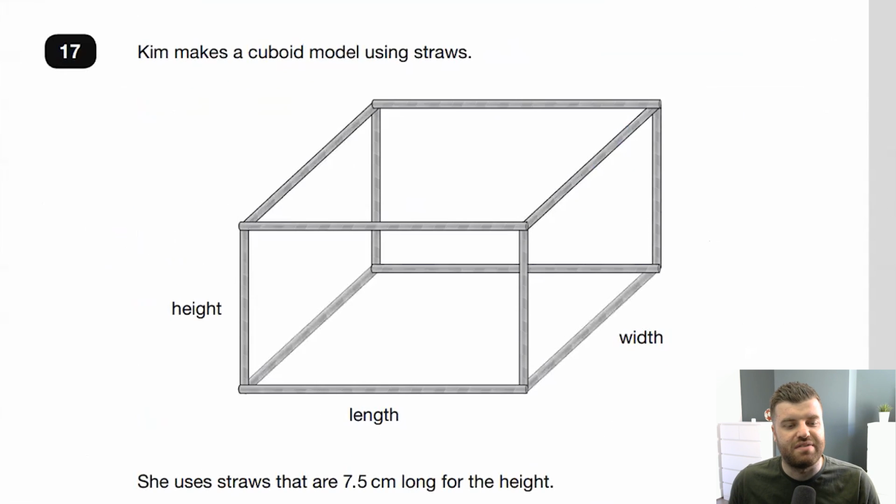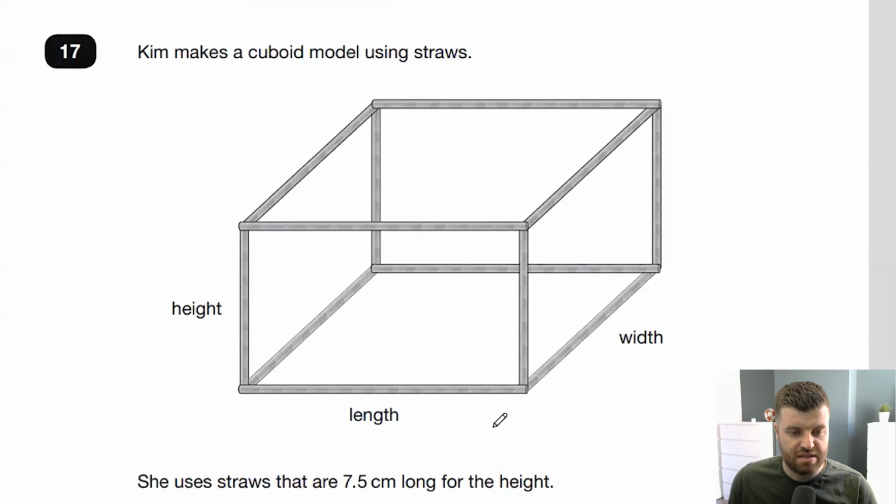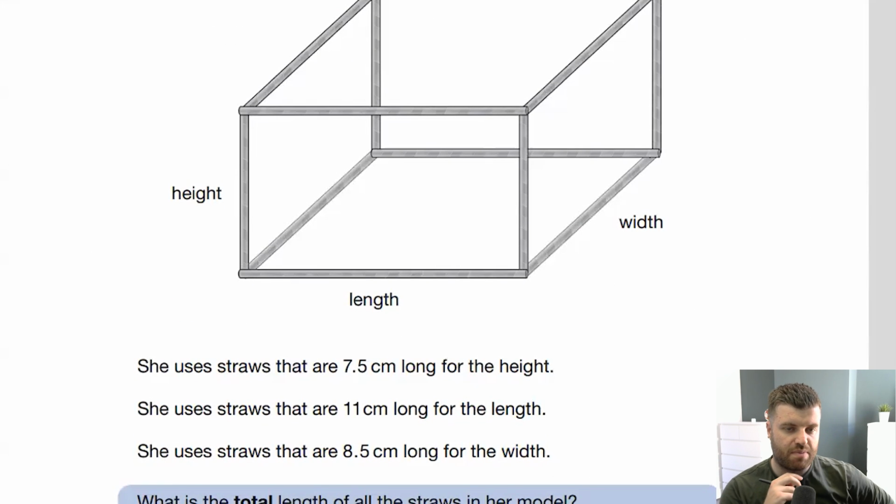Let's look at question 17. Kim makes a cuboid model using straws. So there we have our cuboid model. We have the height, the length, and the width. Let's look at the information at the bottom. She uses straws that are 7.5 centimeters long for the height, 11 centimeters long for the length, 8.5 centimeters long for the width. What is the total length of all the straws in her model?